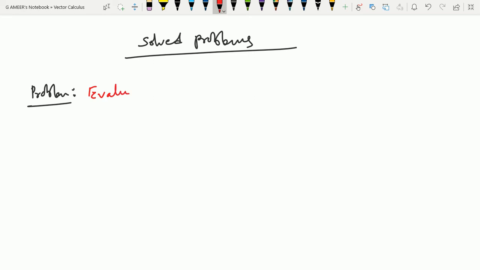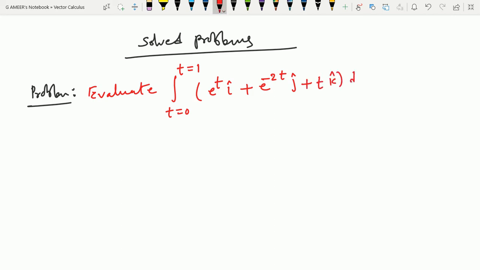Evaluate the integral, t is equal to 0 to 1, of e power t i plus e power minus 2t j plus t k dt. This we need to evaluate. Okay, this is very simple as usual.